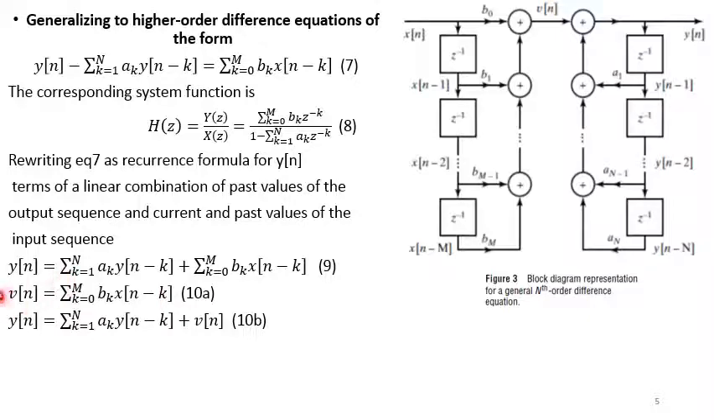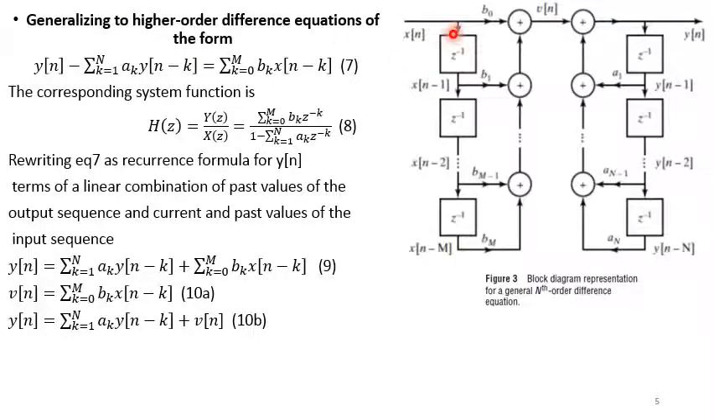So if we denote it by v of n, then we have y of n equal to the past values of the output plus the input. To represent it in the block diagram, because v of n is the summation of the scaled version of the input and the delayed values, the current value of the input is scaled by a factor of b naught.